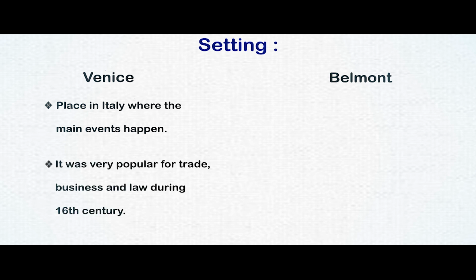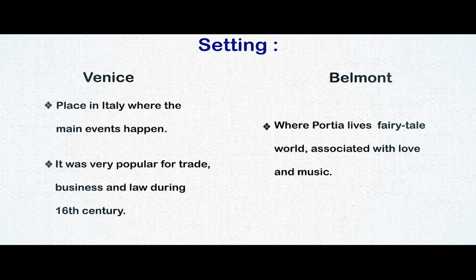Now we have the next element, that is the setting of the play. When we talk about setting, we have two important settings, that is Venice and Belmont. Venice is in Italy, where the main events take place in the play. It was very popular for trade, business, and law during the 16th century, whereas Belmont is a place where Portia lives, and it is referred to as a land of imagination or a fairy tale, which is associated with love and music.